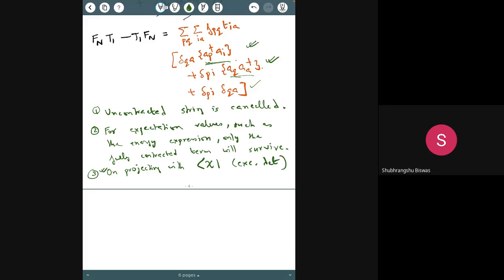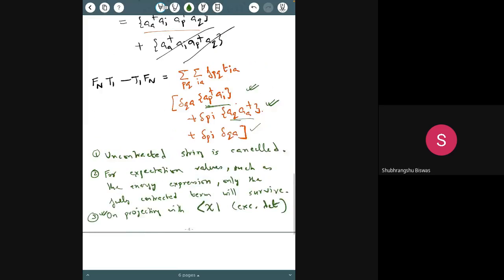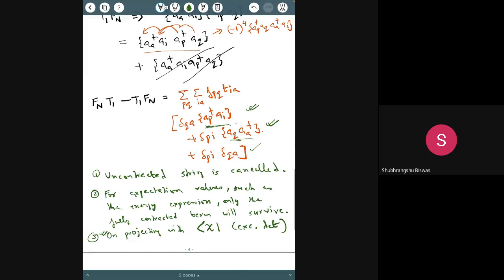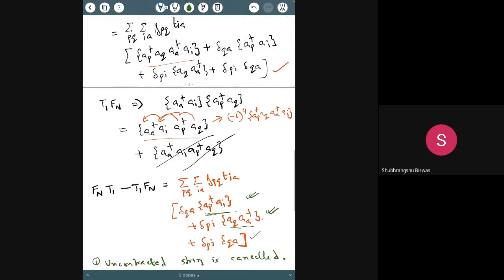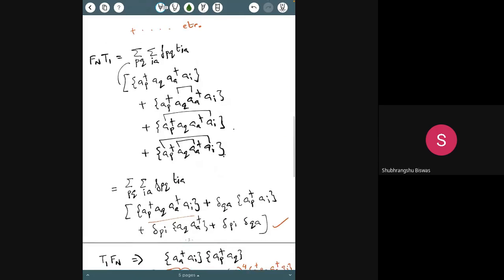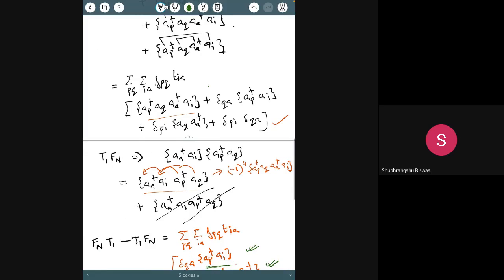Madam? Yeah? Before that, can you go to the FNT1 term? I could not concentrate on that point. FNT1 term? Yeah, T1 FN or FNT1. While you evaluated the T1 FN, you did not consider the contraction of the next term. So why is that? Oh, because here no non-zero contractions are possible.